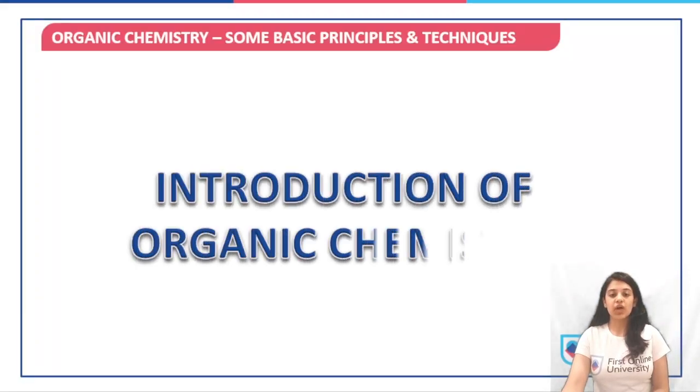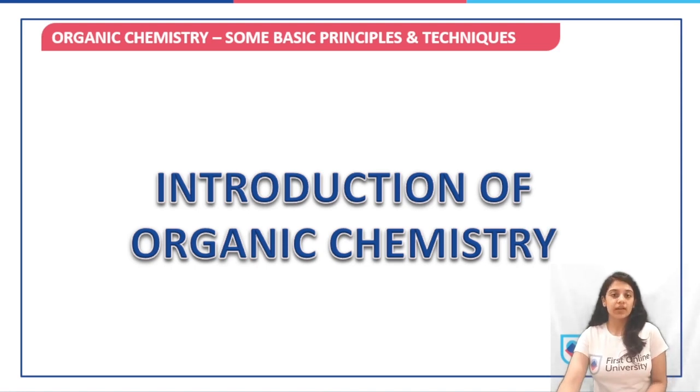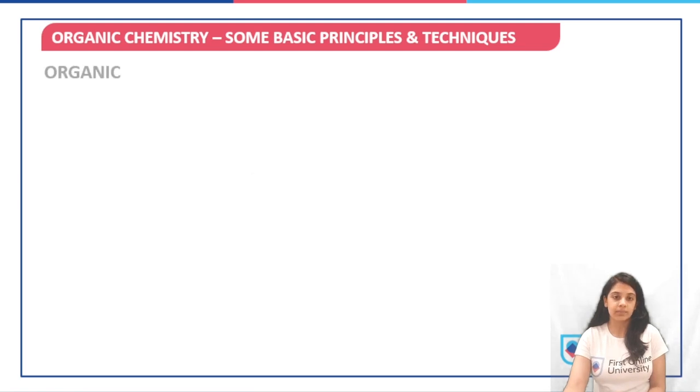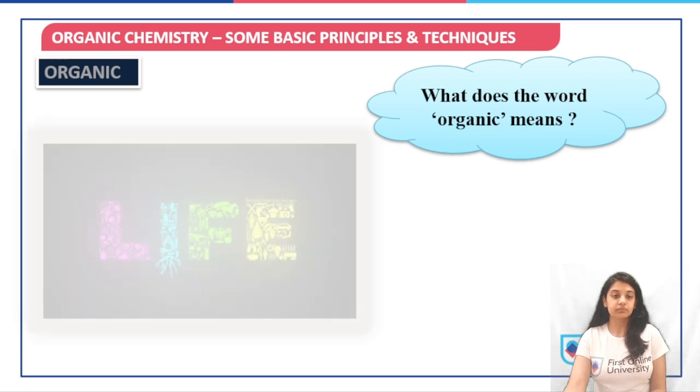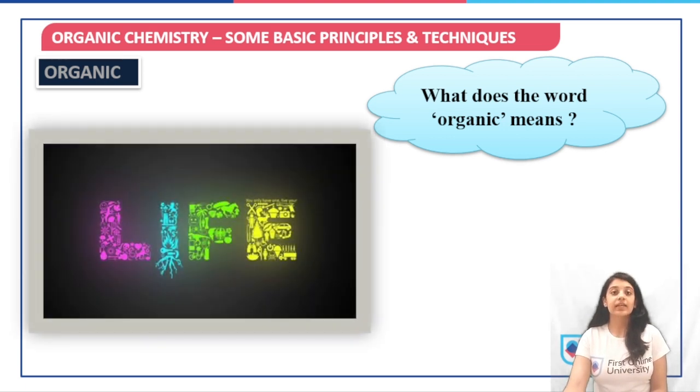Let's start with the introduction of organic chemistry. Before we actually delve into what is organic chemistry, and what are the vast variety of stuff that we get in organic chemistry, it is important for us to know the meaning of the word organic. So what do we mean when I say organic? Organic, in simple terms, is life. Now you will say, how does this word actually imply life?